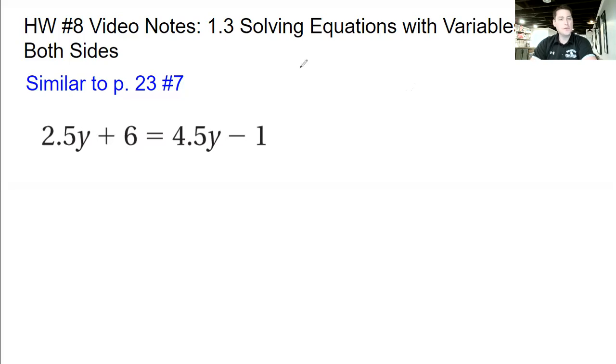The first thing we want to do is solve this equation that has variables on both sides. So our very first move after doing any simplifying would be to move one of these variable terms by adding or subtracting. I'm going to choose to move this 2.5y by doing the opposite, which is minusing 2.5y from both sides.